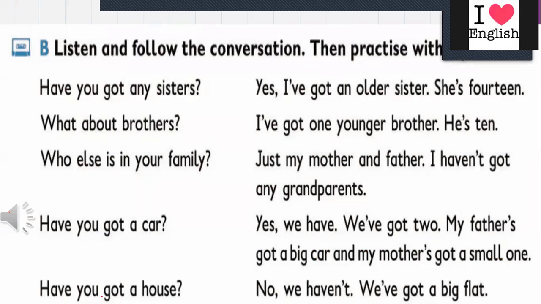Have you got a house? No, we haven't. We've got a big flat. Thank you so much. Have you got any sister? Yes, I have got an older sister. She's 14. What about brother? I have got one younger brother. He's 10.